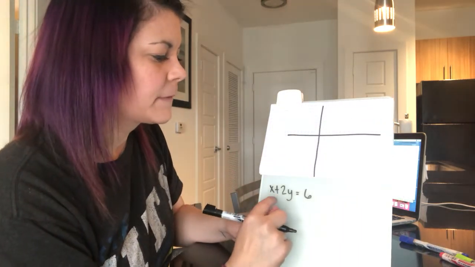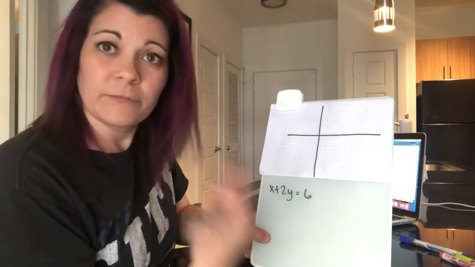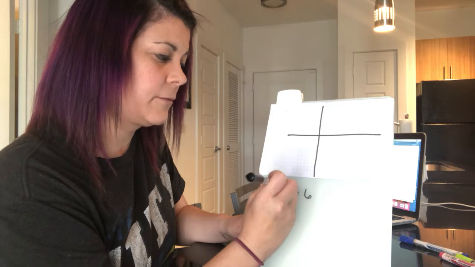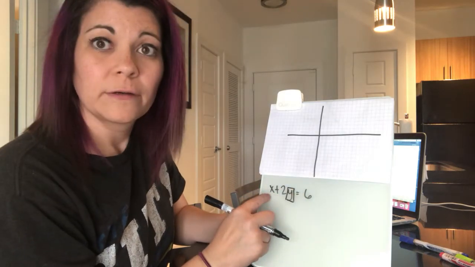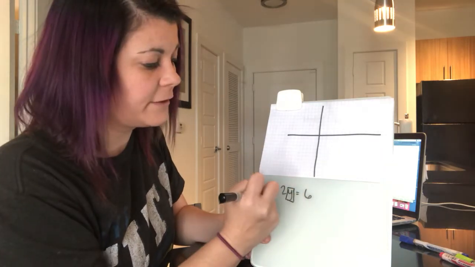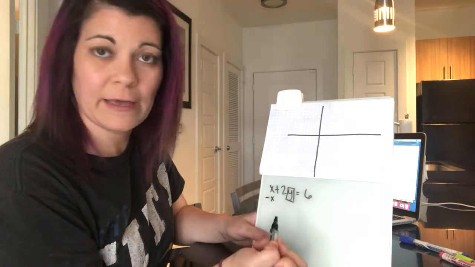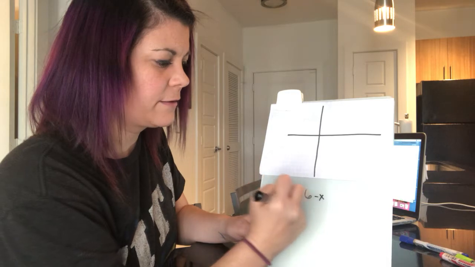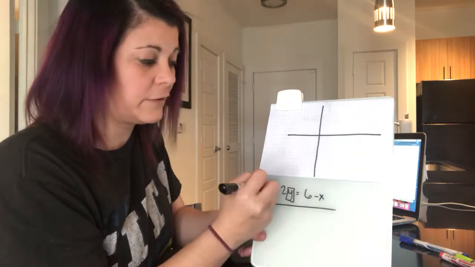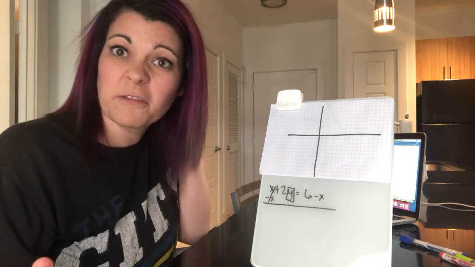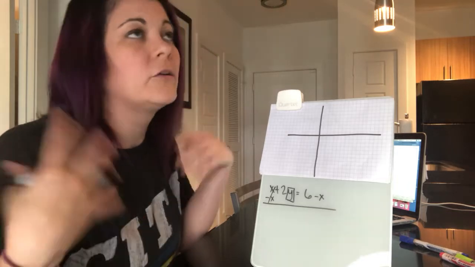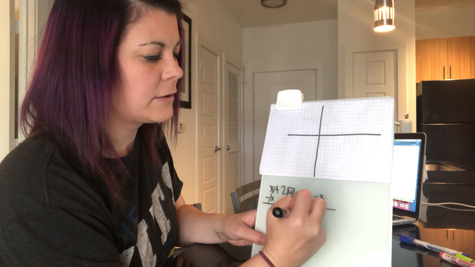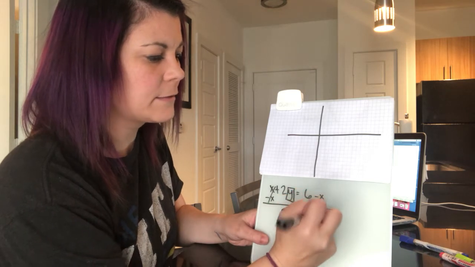So what we're going to do is I'm just going to take you through the steps. The first thing, if I want to solve for y, is get rid of this x. Well, it's a positive x, so I'm subtracting x from both sides. Because x minus x gives you 0, because anything minus itself gives you a 0. 4 minus 4, 25 minus 25. So now I'm left with 2y equals 6 minus x.